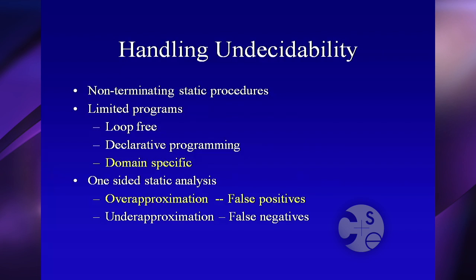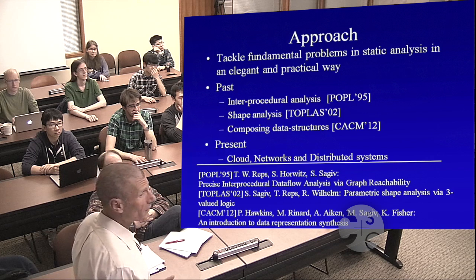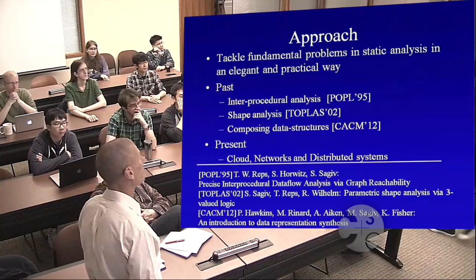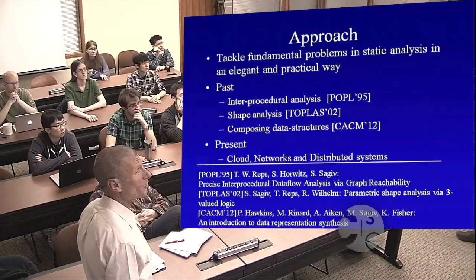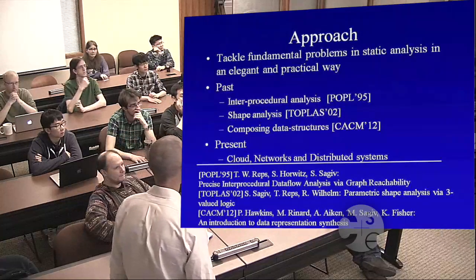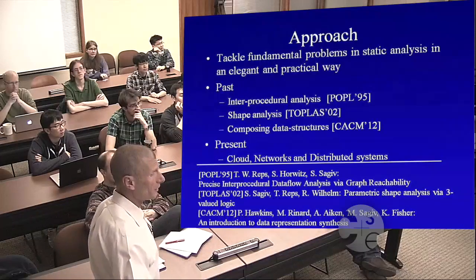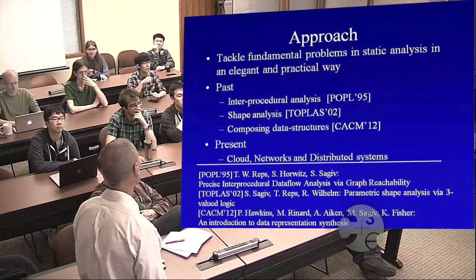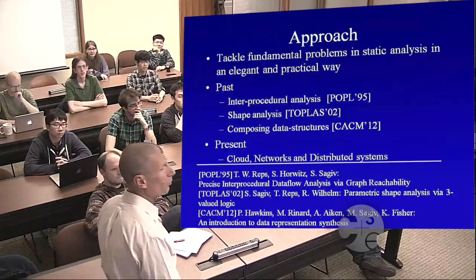So there are ways to handle undecidability, and other people have looked at it, including static analyses that do not terminate, limiting the program somehow, for example to be domain-specific, or doing abstract interpretation, static analysis that does over-approximation or under-approximation. All of these are useful methods. And in the past, I tried to do this kind of static analysis as automatically as possible, and as Zach pointed out, I concentrated on interprocedural analysis, shape analysis, and composition of data structures. So this is the work that I did in static analysis. But I'm currently more interested in trying to shift some of these methods to the cloud, to networks, and to distributed systems. And I've done very, very little, which I want to show you.